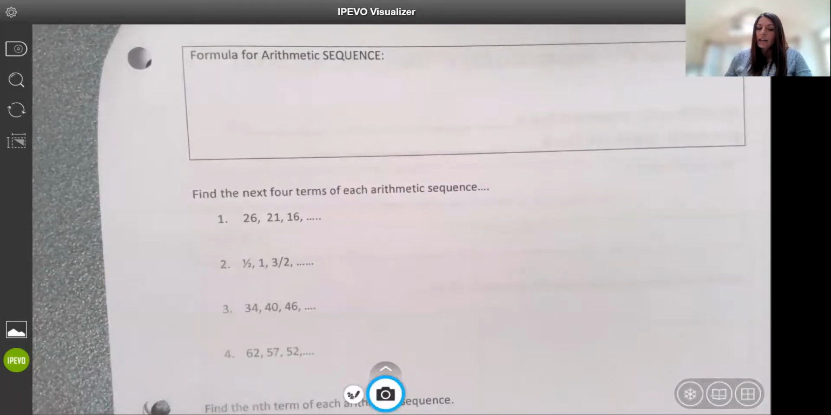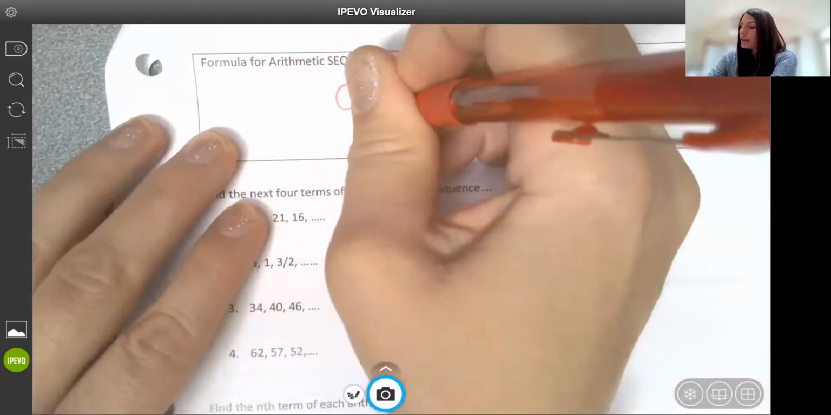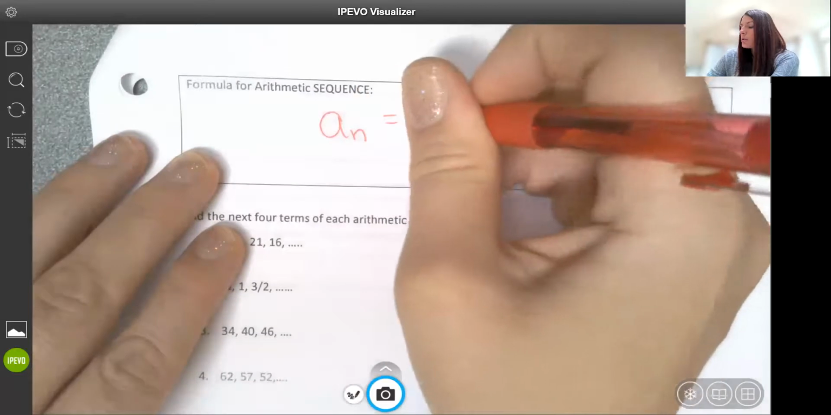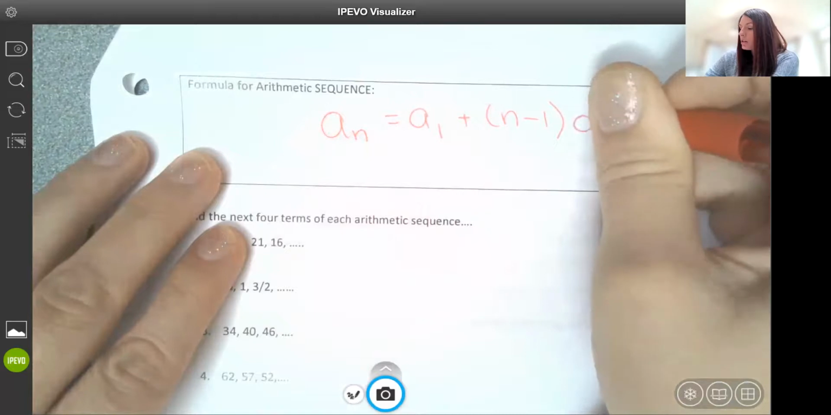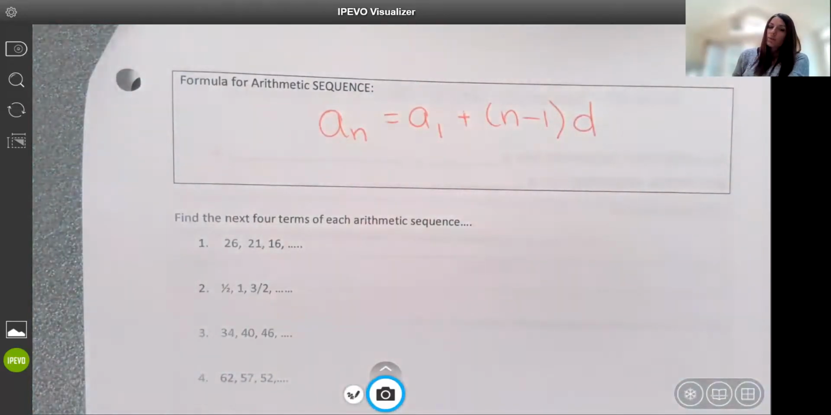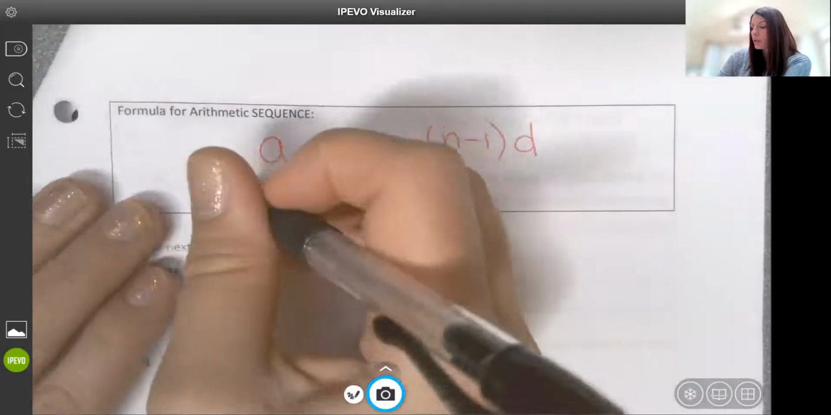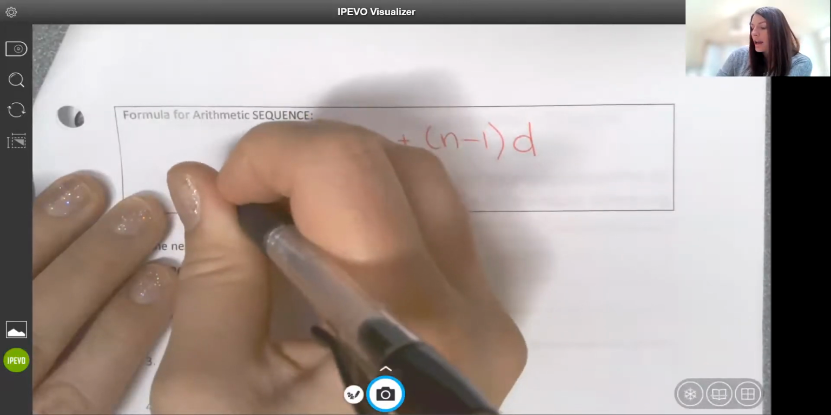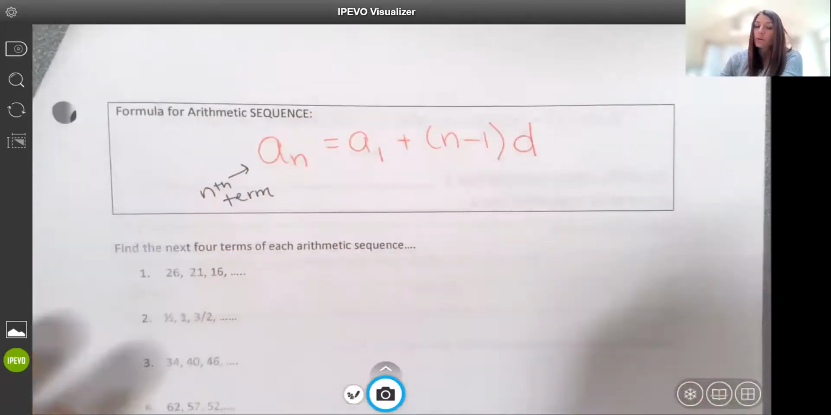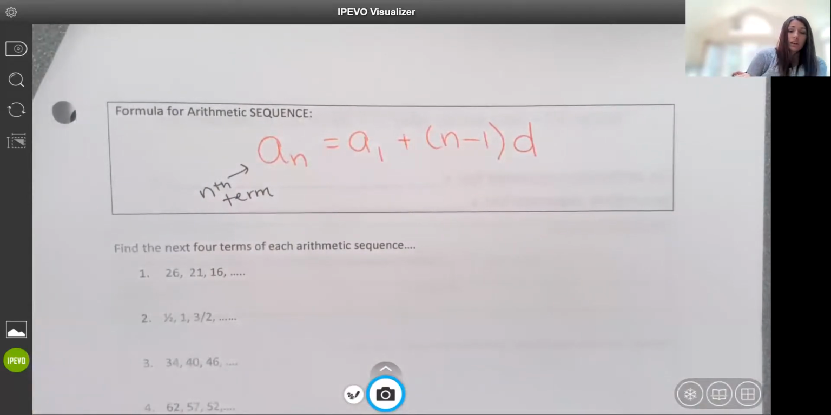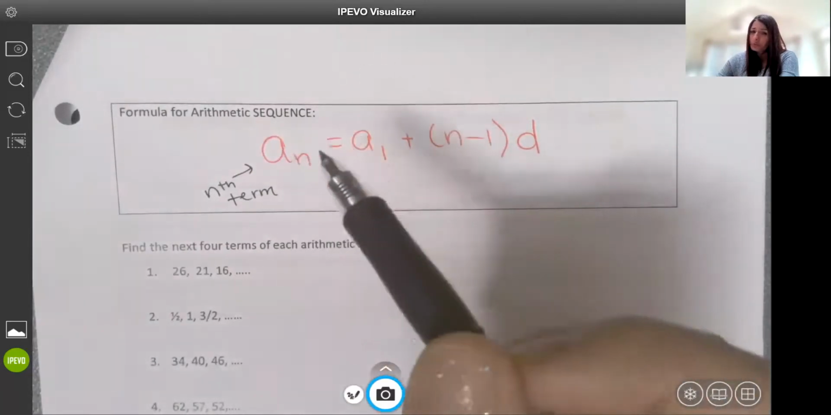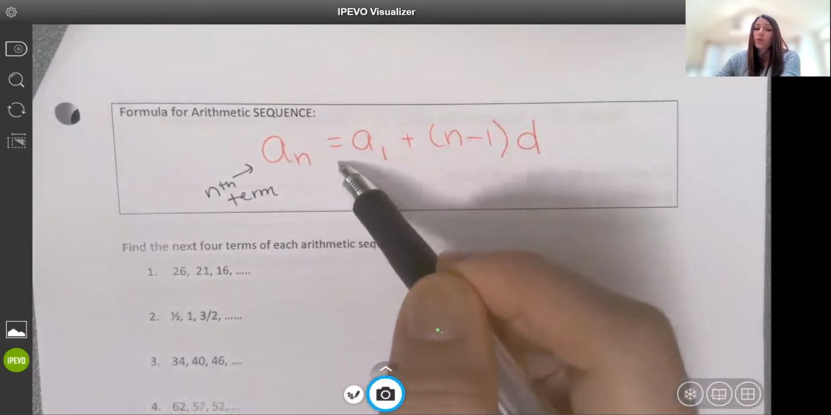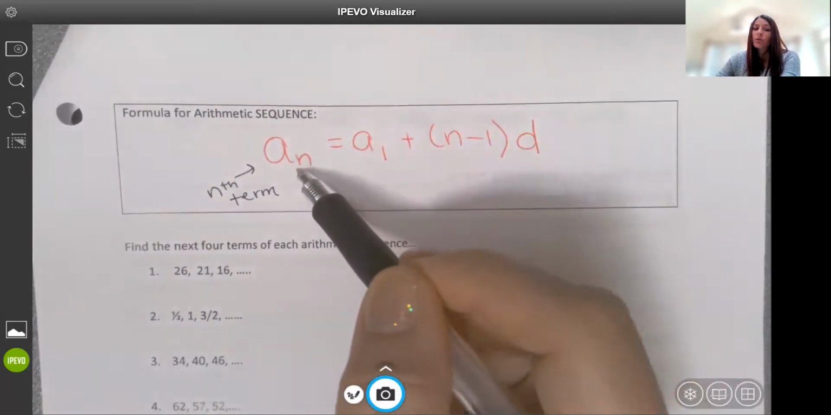So to find any number term, we call that a sub n equals the first term plus n minus 1 times our difference. So let's just make sure we understand what all these parts are for when we use it in a minute. This is the nth term, so I can plug any value in for n. I can find the third term, or I can find the 103rd term. And if I was finding the 103rd term, I would write a sub 103. I'd plug in whatever term I'm looking for for n.